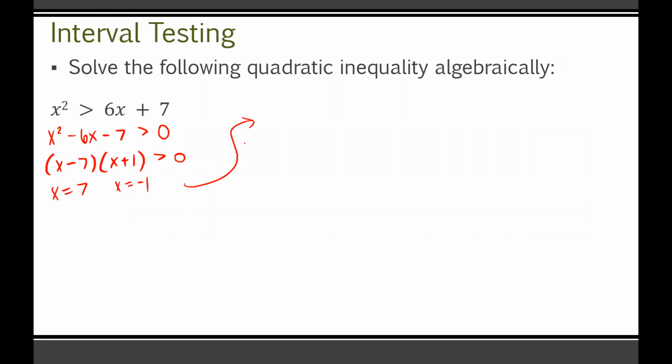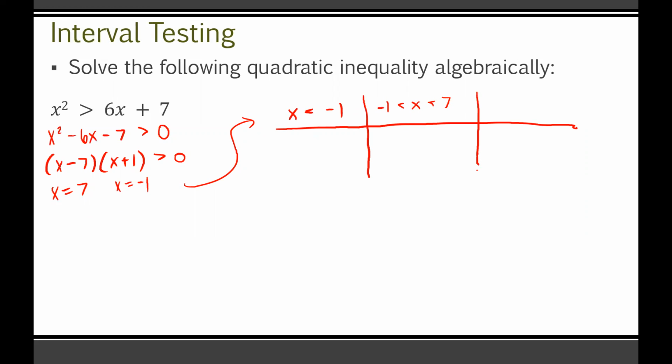We take these x-intercepts here and we test them using intervals. So I set up a table where I start with my smaller one, which is -1, and I'll say x is less than -1. Then I put both of them in the center. -1 is less than x, which is less than 7. And then I check the bigger one by saying x needs to be greater than 7. Next thing we do is we just plug in some numbers that fit this criteria here.